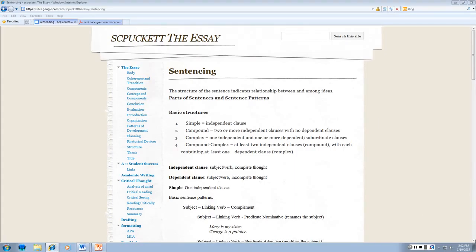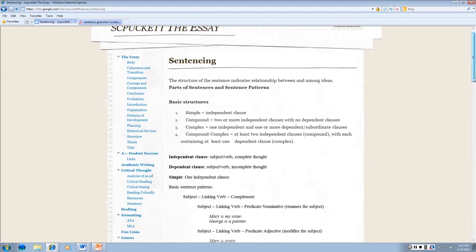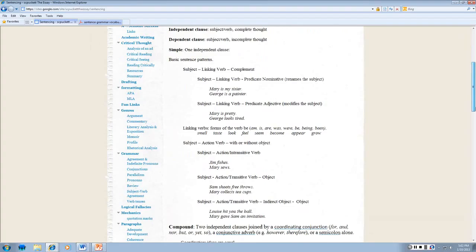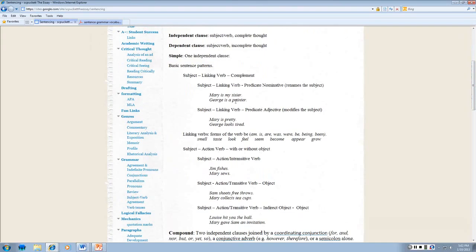I've given you definitions. An independent clause has a subject and a verb and is a complete thought, while a dependent clause is an incomplete thought. The basic sentence patterns with illustrations: a subject, a linking verb, and a complement. The predicate nominative renames the subject. The predicate adjective modifies or describes the subject.